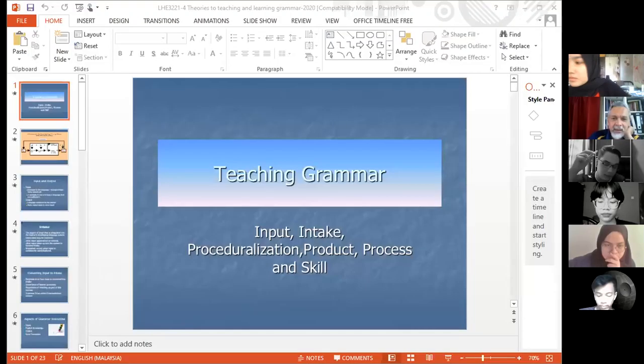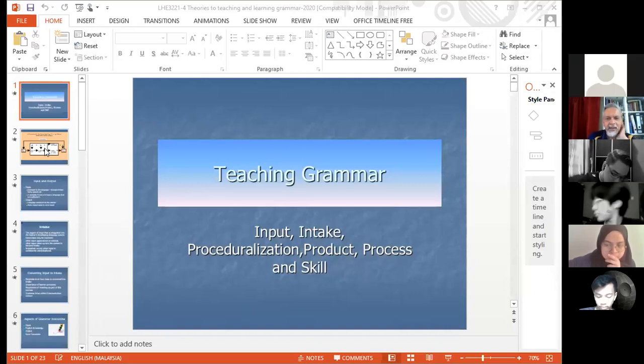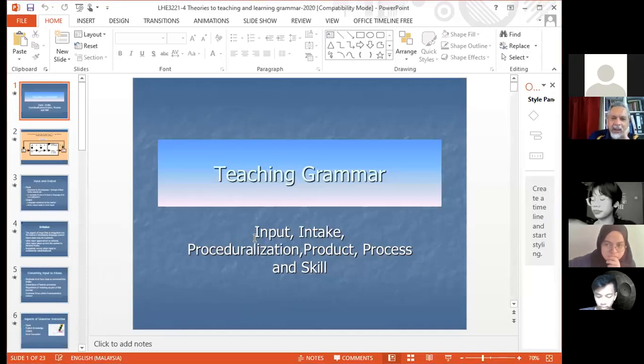It's on teaching grammar and looking at input, intake, proceduralization, product, process, and skill. Okay, and really we will be looking at the first three concepts more than the other three, because later on we will look at product, process, and skill, and the teaching of grammar as product, teaching of grammar as process, and teaching of grammar as skill. This we will look at later on.